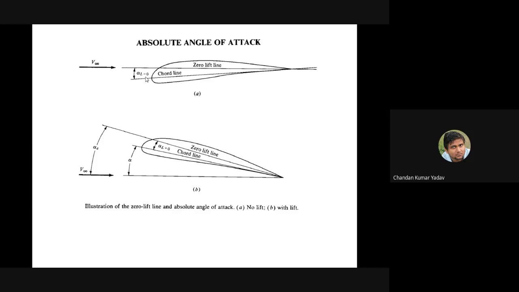And in this particular condition a line is drawn parallel to V infinity, and this line we call the zero lift line, because when the zero lift line is parallel to V infinity the lift is zero, obviously. And with the help of this zero lift line we define the absolute angle of attack. How? You see the second figure. If instead of the chord line, the angle with the zero lift line is shown, then that angle is called the absolute angle of attack. And what is the significance of this? When the absolute angle of attack is zero, the lift is obviously zero, isn't it? Yes, sir. These are two figures. I think it is very clear.